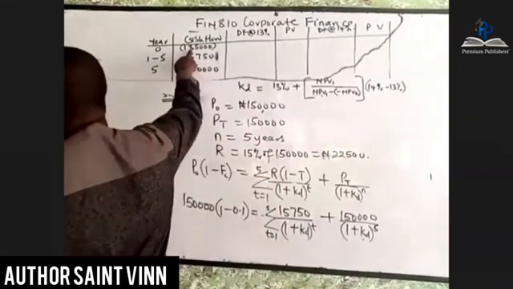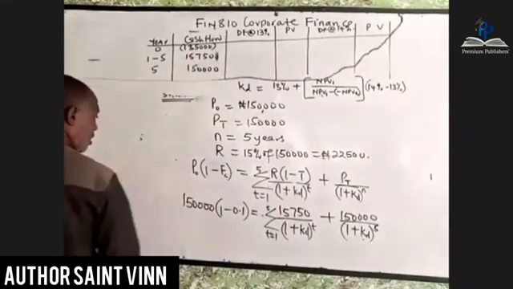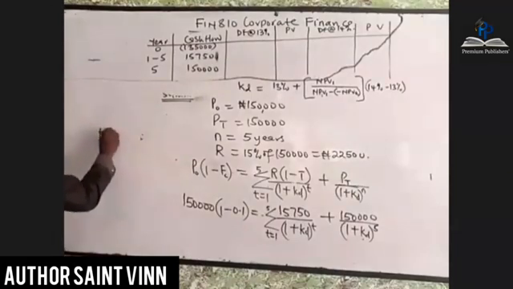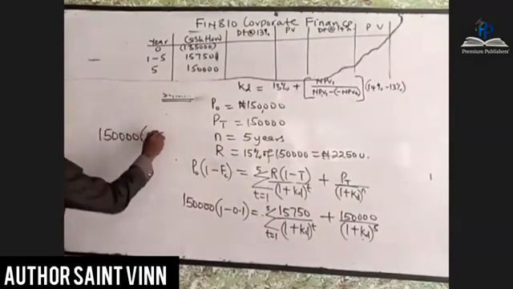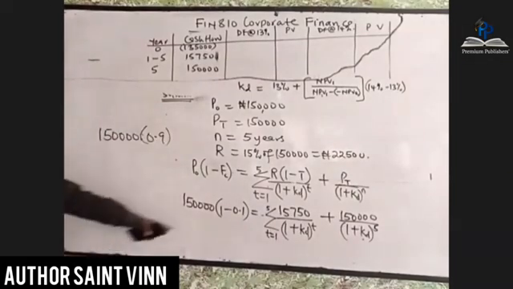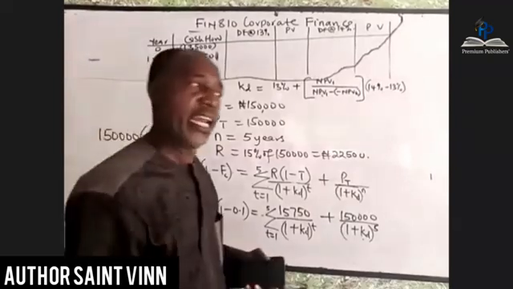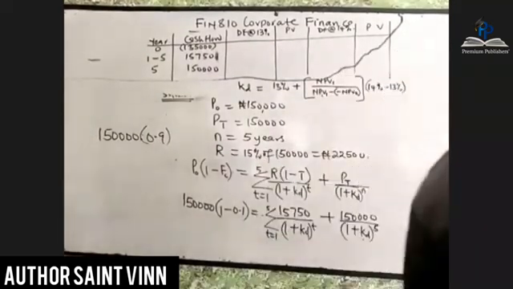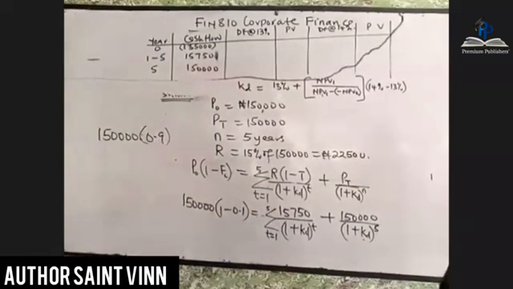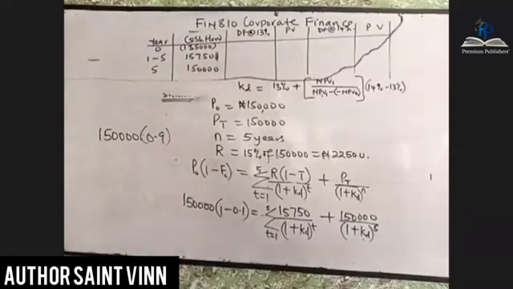125, 135. Okay, I got it. Is it 150,000 times 0.9, Abby? Because 1 minus 0.1 is 0.9. And when you press the calculator, you should get 135,000. Is it clear? Well, on that note, any question? You still have? Oh, yeah.